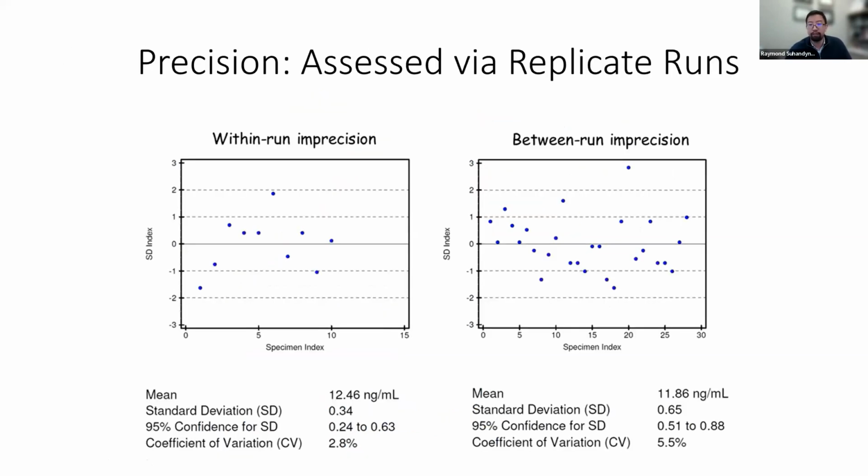Precision matters, and there's something called within run. So that's within the actual batch, and that's usually less than between run, which is from day to day usually, or even across weeks. And the idea is that this is basically a standard deviation index, and the more variability you have in terms of standard deviation from a mean, over specimens in this case, but between run as well, it would be important to understand.